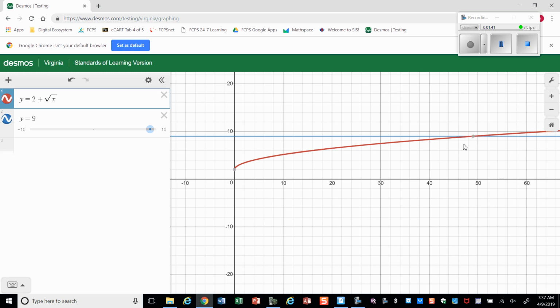So when x is 49, y is 9, all right? And that will be my solution. I want the x value, right? And that's what we solved for. X is 49, so we know we did it correctly. You can always check your answers. All right, so let's go ahead and do number 5.